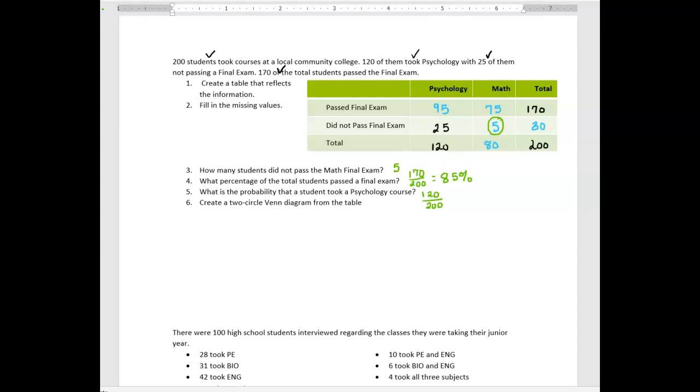Now create a two-circle Venn diagram from the table that we're talking about. So again, I'm going to try and make my two circles. And I've got to figure out what I'm going to name my two circles. So I'm going to go back to the information that was given to me at the very beginning. I know something about psychology, and I know something about not passing a final.